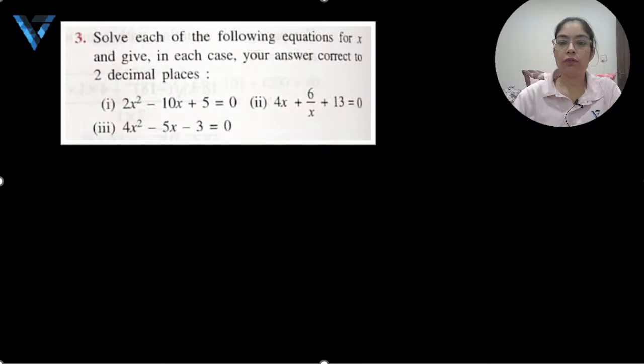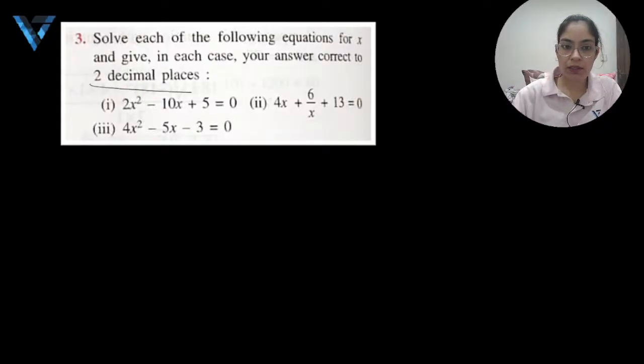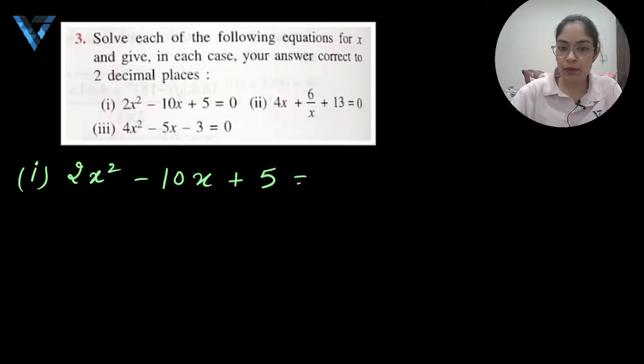To solve the questions along with me, in these questions we have to use the quadratic formula to solve quadratic equations. Solve each of the following equations for x and give in each case your answer correct to 2 decimal places. So here your answer should be up to 2 decimal places, it's mentioned. Whatever is mentioned, accordingly you have to write your answer. Okay, so let's start. The first given equation is 2x square minus 10x plus 5 is equal to 0.